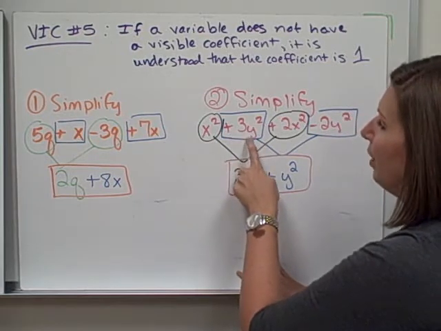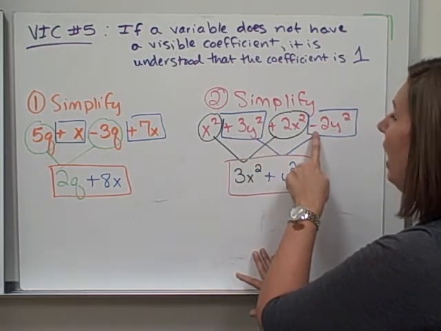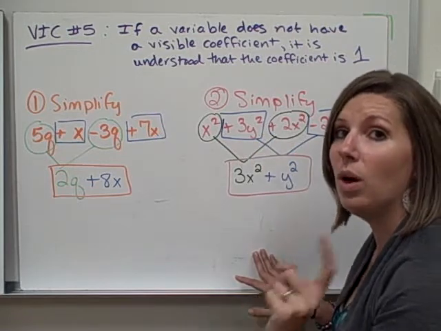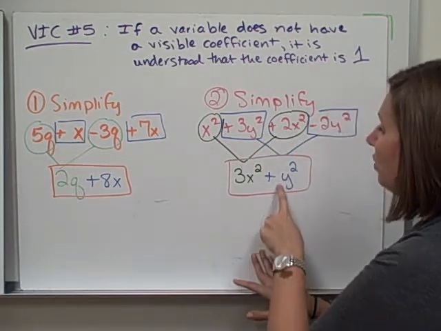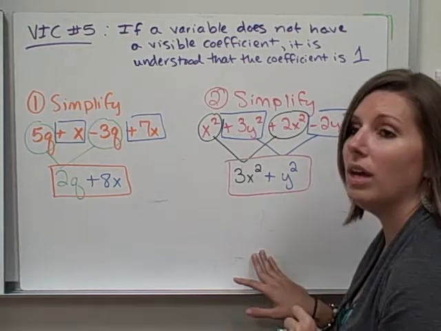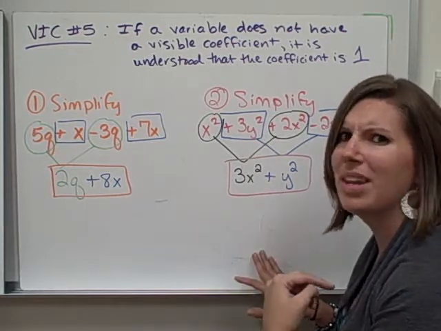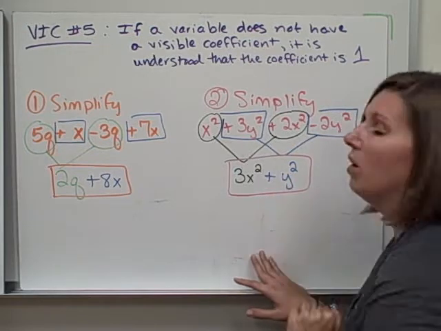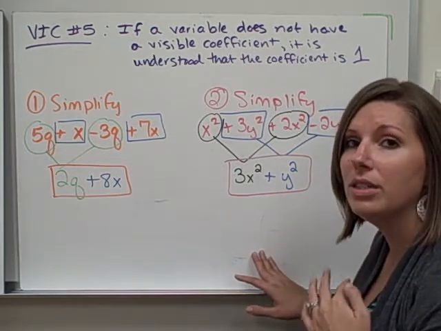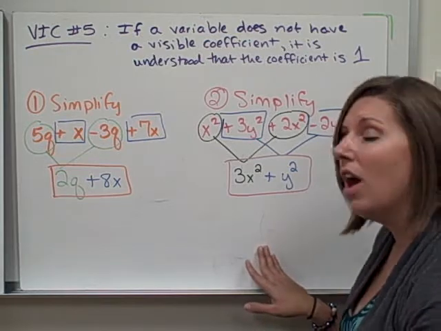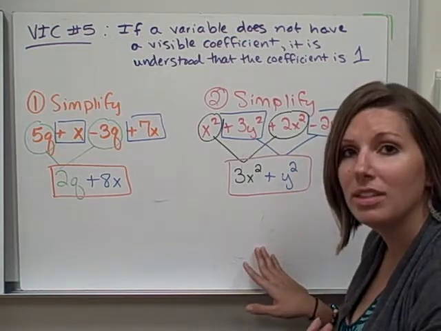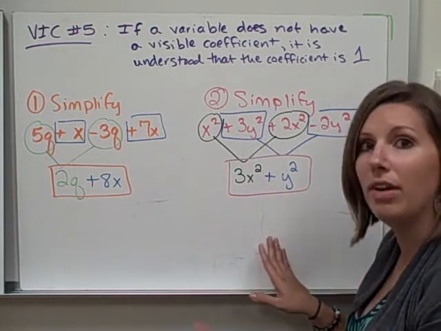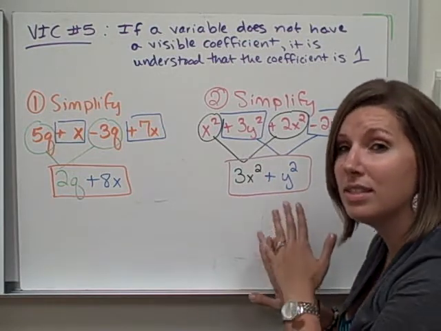I've got a positive 3y squared. I'm taking away 2y squareds from it. That leaves me with 1y squared. Do I need to write this 1 in front of the y squared? No, because it's already understood that that is 1y squared. I don't need to make more work for myself. I don't need to add extra numbers. I can just leave it like this, 3x squared plus y squared, and that's my final answer. This is in the simplest form.